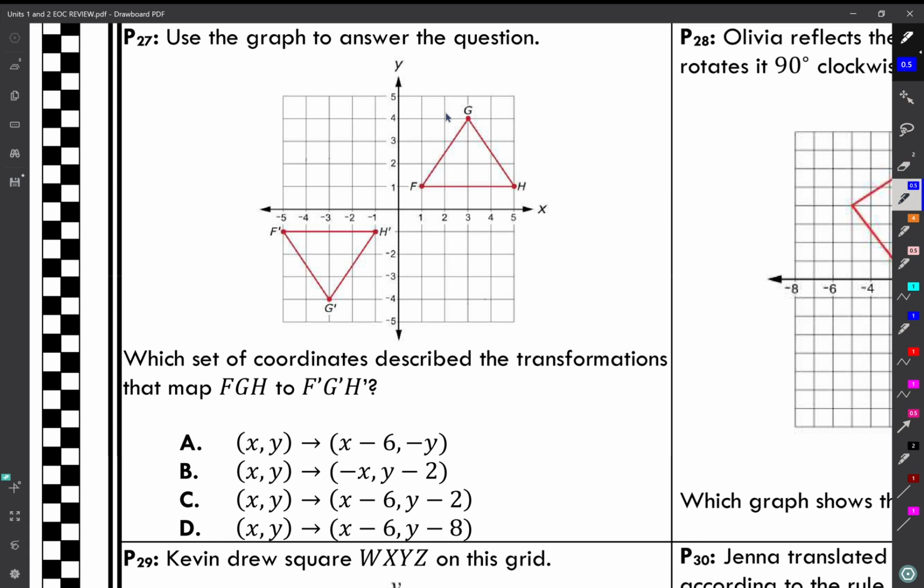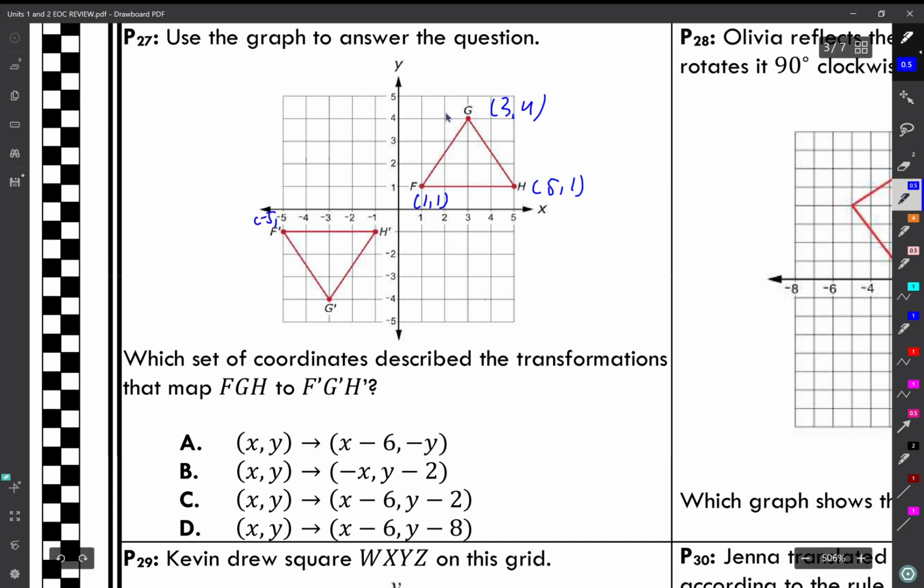Alright, 27. Use the graph to answer the question. Which set of coordinates describes the transformations that map FGH to F prime, G prime, H prime? So I'm going to look at the coordinates of my original, plug them into these and see if they work. So F we know is 1, 1. G is 3, 4. And H is 5, 1. Okay, so let's try F first. 1, 1 plugged into here. 1 minus 6 is equal to negative 5.